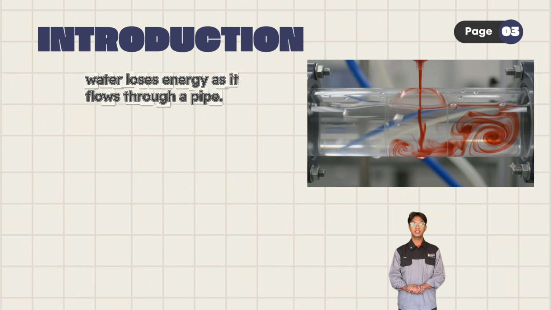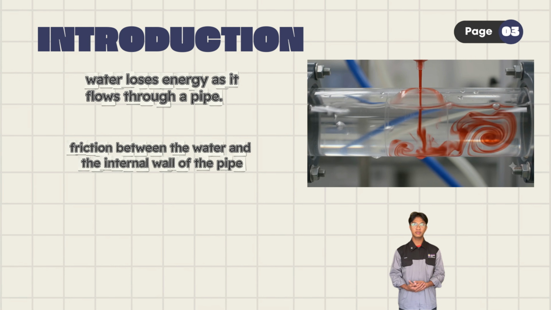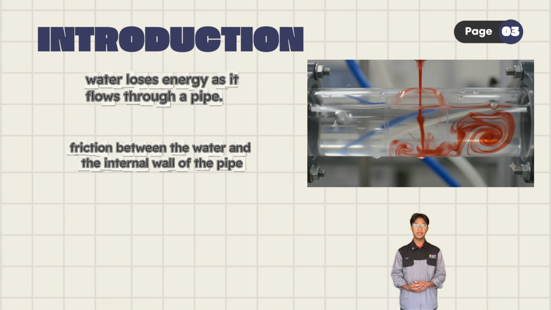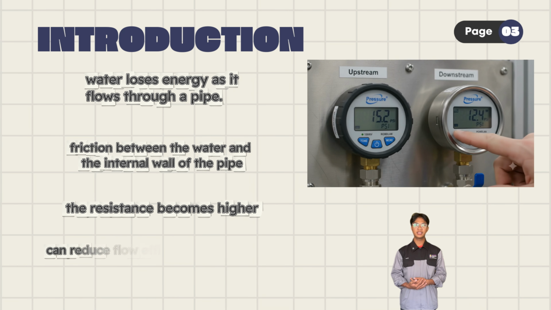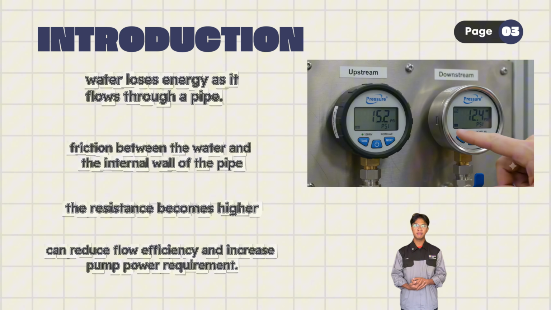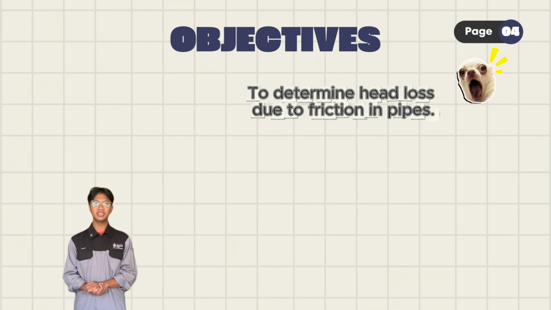In a real pipe system, water loses energy as it flows through a pipe. This energy loss happens due to friction between the water and the internal wall of the pipe. If the pipe is rougher, the resistance becomes higher and can reduce flow efficiency and increase pump power requirement. This is important in engineering because high head loss can reduce flow efficiency and increase pump power requirement. The objective of this experiment is to determine the head loss due to friction in pipes at different flow rates.